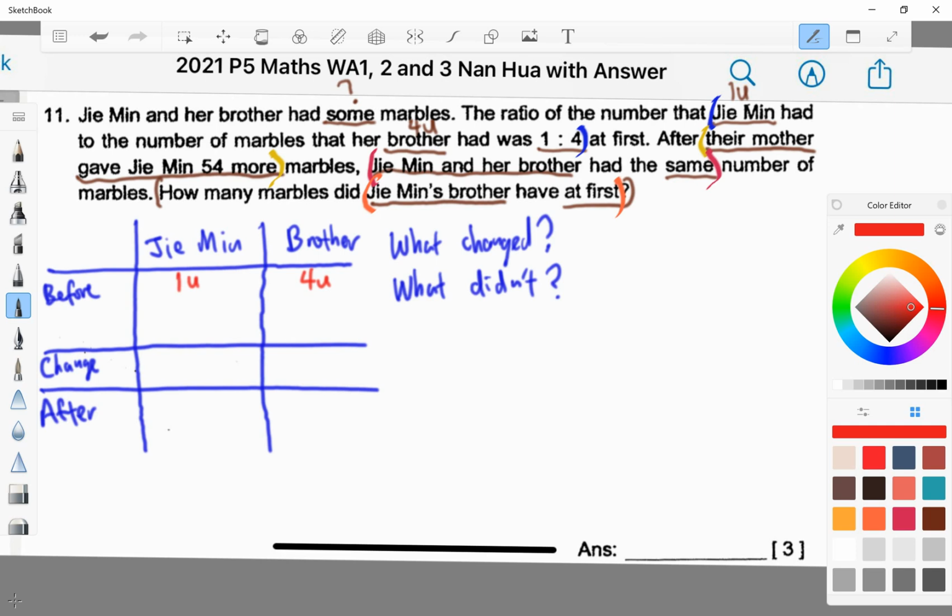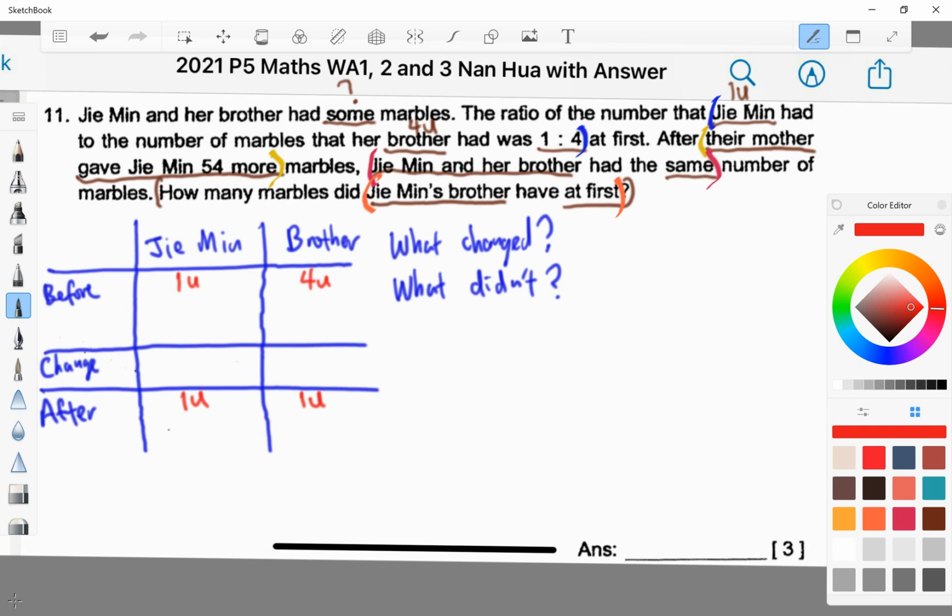And if you realize that after their mother gave Jiamin 54 more marbles, Jiamin and her brother had the same number of marbles. So what does that mean? Normally when I'm doing this, if they have the same number of marbles, I'll put 1 unit for Jiamin and 1 unit for brother. This 1 unit is what I'll put down to state that in the end both characters have the same number of marbles. And also I'll indicate what changed, what didn't.